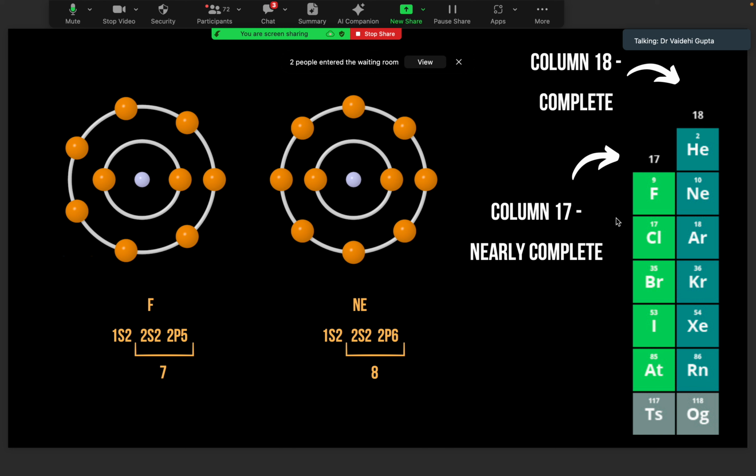Just like that, column 17, column 18. Column 17 is nearly complete. Column 18 is complete, because column 17 is fluorine, column 18 is neon. Fluorine has electronic configuration 1s2, 2s2, 2p5. So 7 electrons are in the outer shell of fluorine, while in neon the electronic configuration is 1s2, 2s2, 2p6. So there are 8 electrons. They are content. Fluorine needs just 1 electron to complete that octet. That's why they are nearly complete. That's why they are very desperate to get that octet.